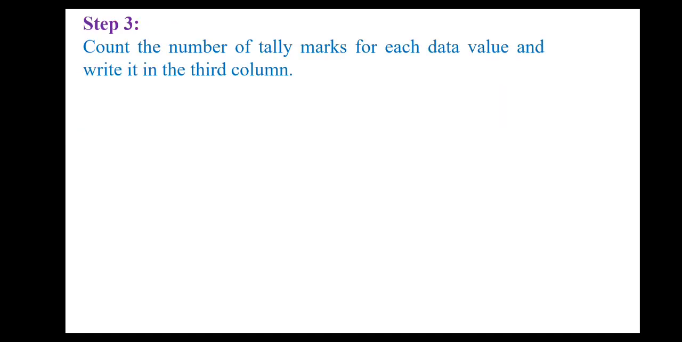Step 3. Count the number of tally marks for each data value and write it in the third column. Then you count the total in the third column. The total should tally with the given numbers. This is the procedure to be followed for the frequency distribution table.